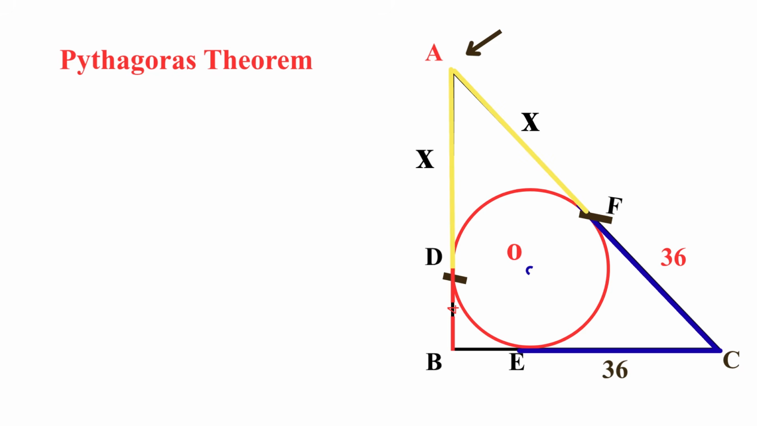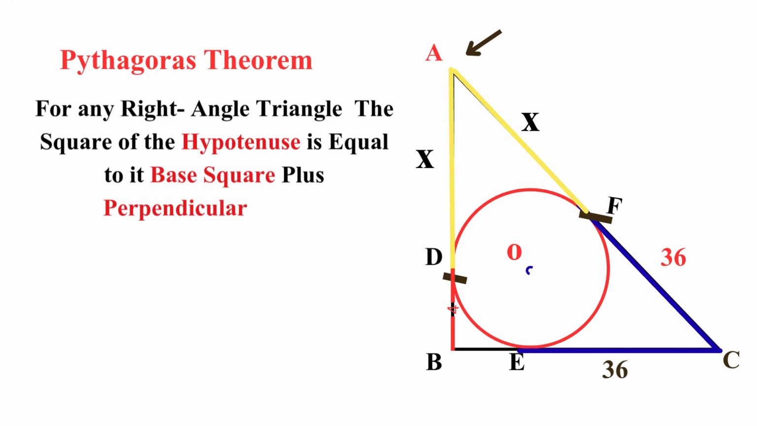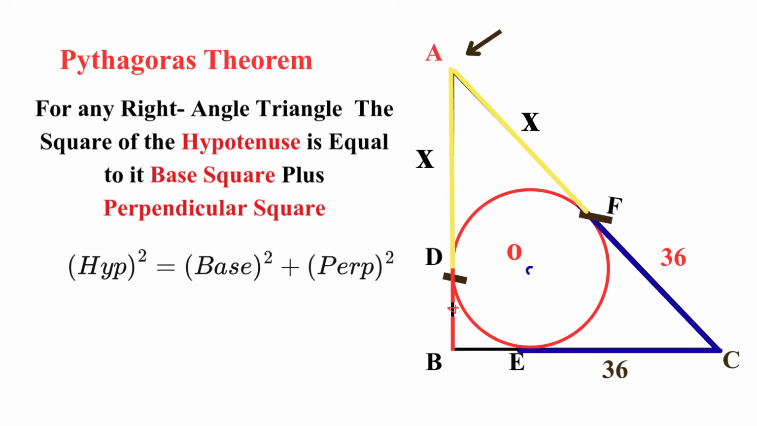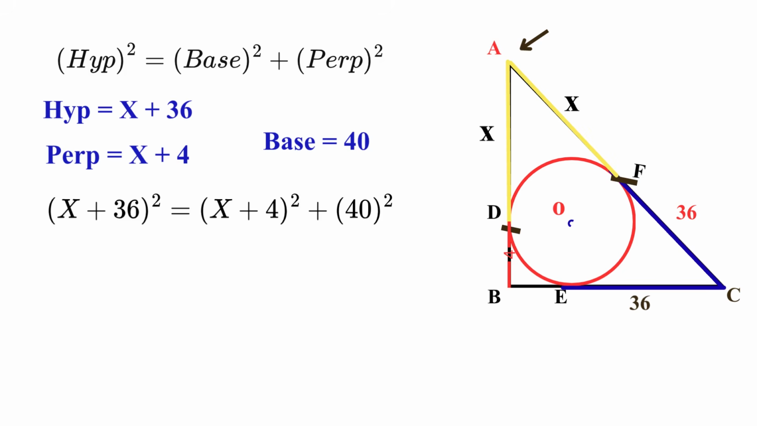The Pythagorean theorem states, for any right-angled triangle, the square of the hypotenuse equals the sum of the squares of the other two sides. Now let's plug in these values. Hypotenuse equals x plus 36, perpendicular equals x plus 4, and base equals 40. So our equation becomes (x plus 36) squared equals (x plus 4) squared plus 40 squared.